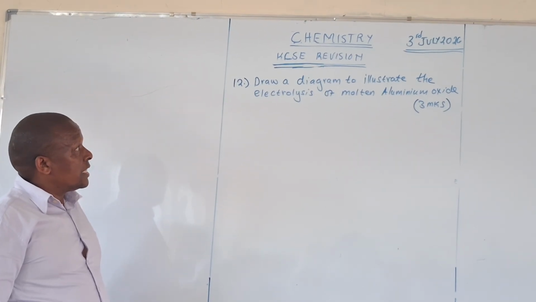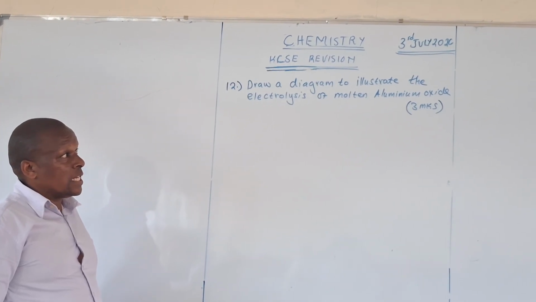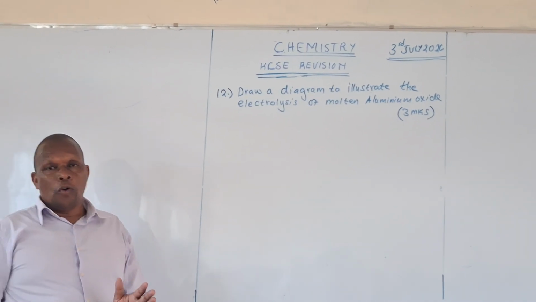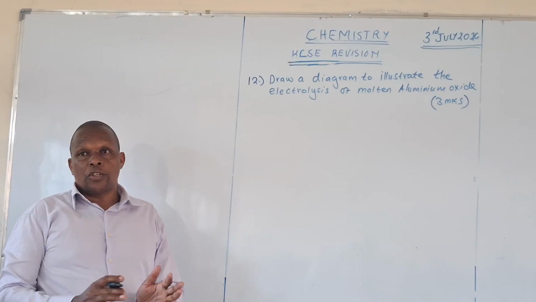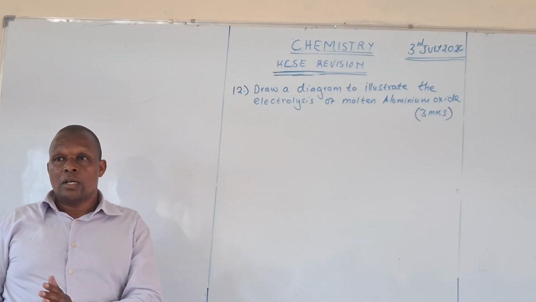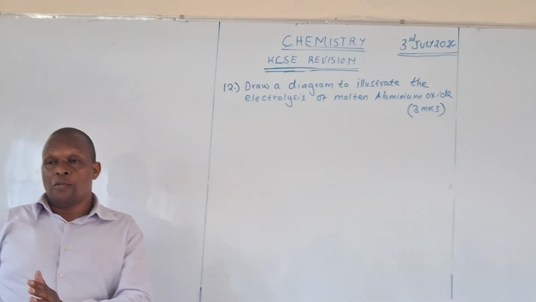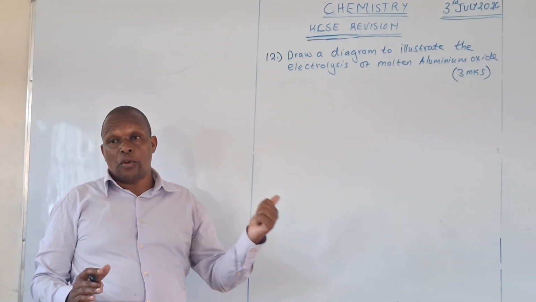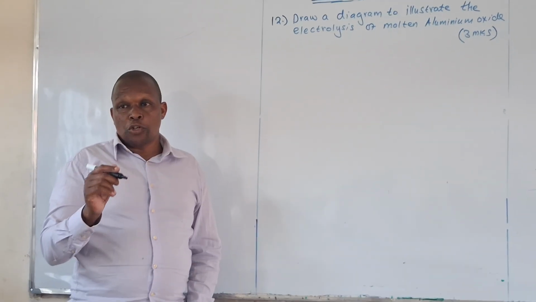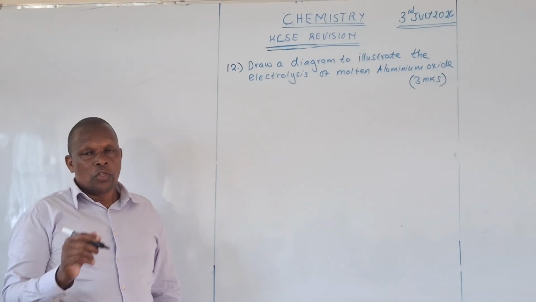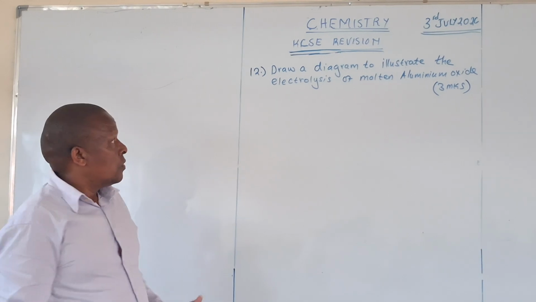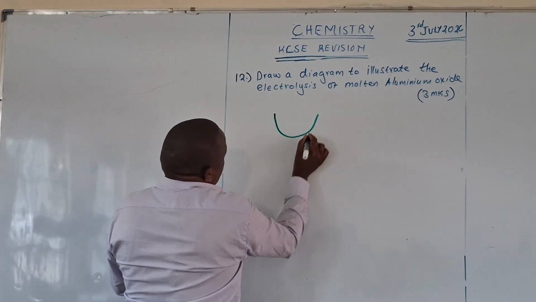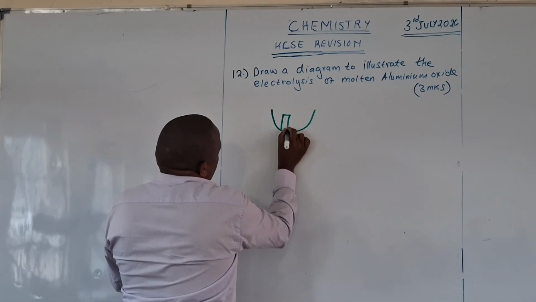Draw a diagram to illustrate the electrolysis of molten aluminum oxide. We have got electrolysis in form 2 and electrolysis in form 4. Electrolysis which is in form 4 is especially for the extraction of aluminium, under the topic metals. So we can draw the one for form 2, which is very simple. You draw something like this.